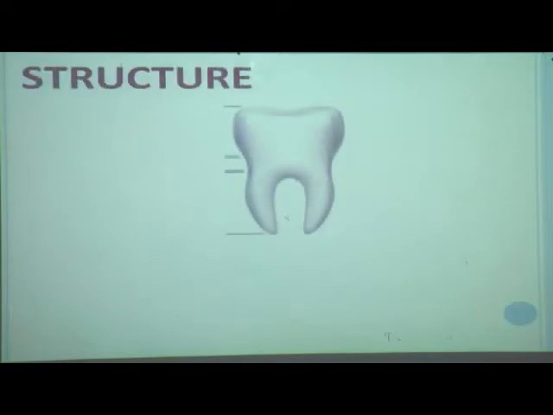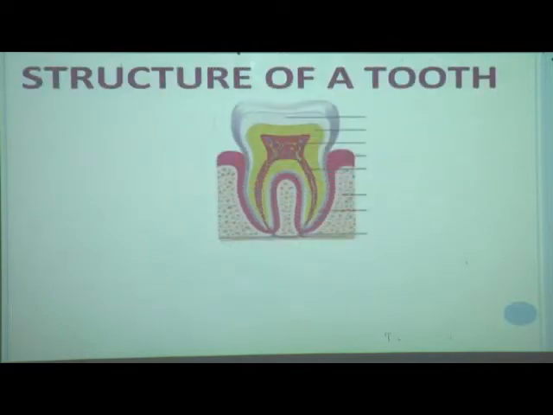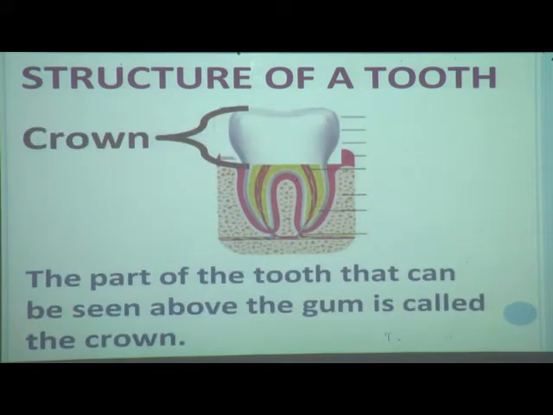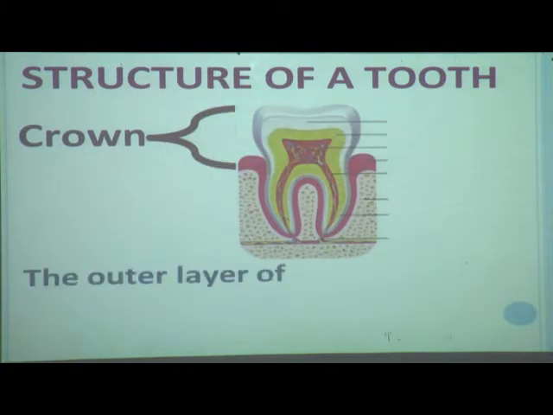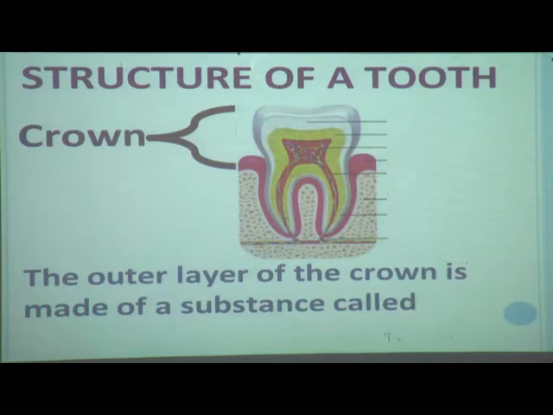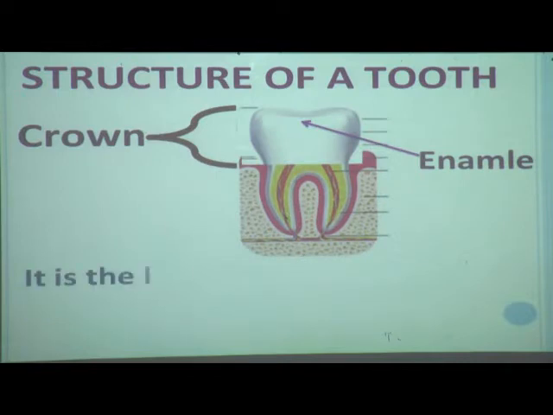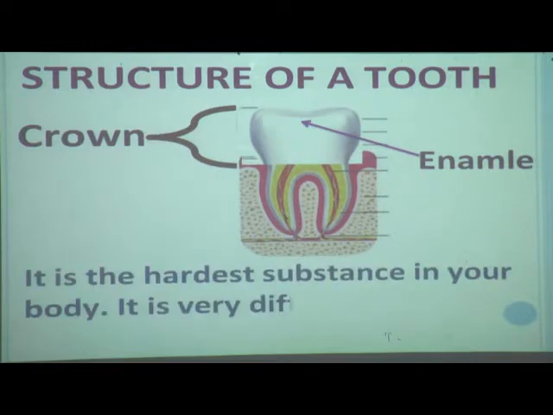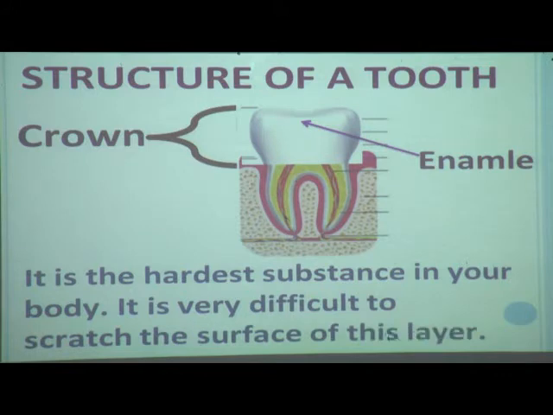Now we will move to the structure of a tooth. The part of a tooth that can be seen above the gum is called the crown. You can see on the board. The outer layer of the crown is made of a substance called enamel, and it is the hardest substance in your body. It is very difficult to scratch the surface of this layer.